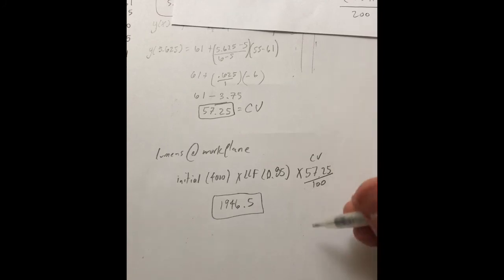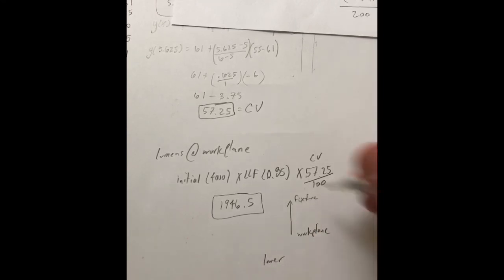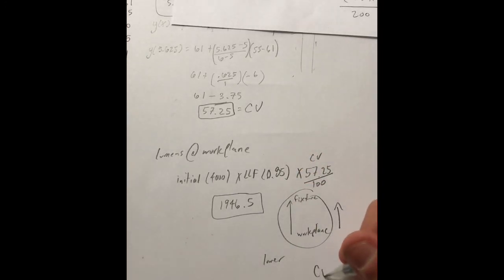Again, the bigger your cavity is, so the bigger the height between the fixture and the work plane, the greater this number is. As this goes up, your coefficient of utilization actually goes down. So just remember that. That's why you need more fixtures in a bigger space than in a smaller space.